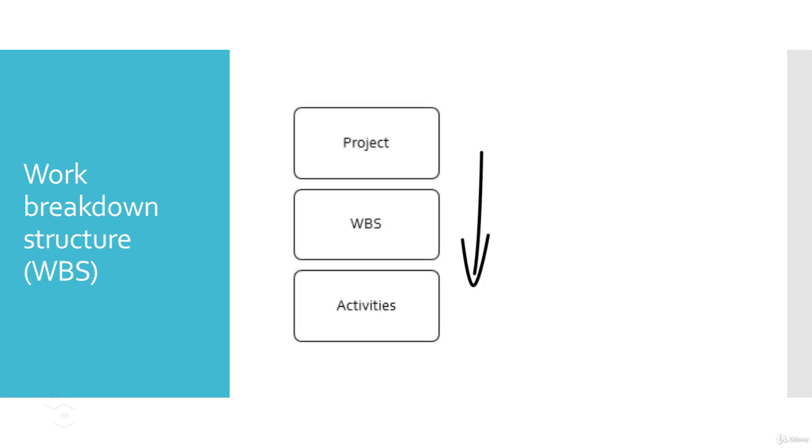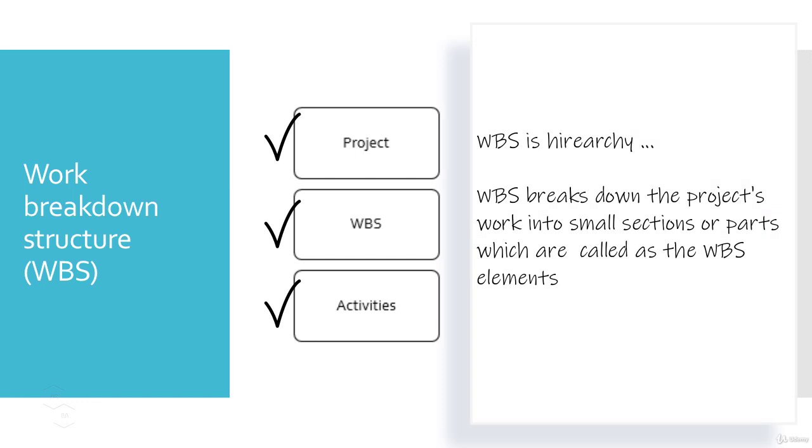Now please note that WBS is also a hierarchy where the project is at the highest level. Then we have WBS elements or work packages, and after that the activities at the end. So we can say that a work breakdown structure or WBS is a hierarchical arrangement of the products, services, or end result that are produced as the project progresses.